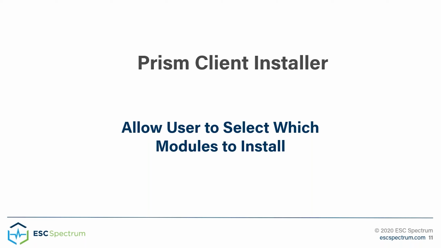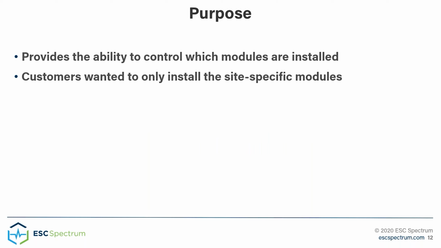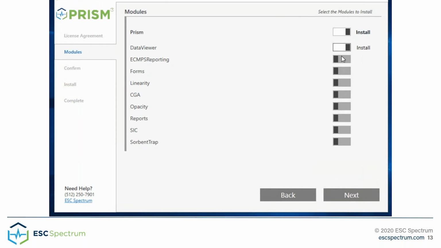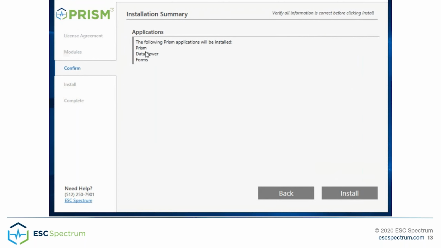All right, the Prism client installer. Before, in the 1.5 release, it would just install all of the client modules. But customers wanted to be able to only install the ones they cared about. So here's what the client installer looks like. You accept the license, and now you have this option here for the user to click through and say, I want the data viewer, I don't want the CGA, etc. Probably lighten the load on the customer client machines. And next, install, pretty straightforward.